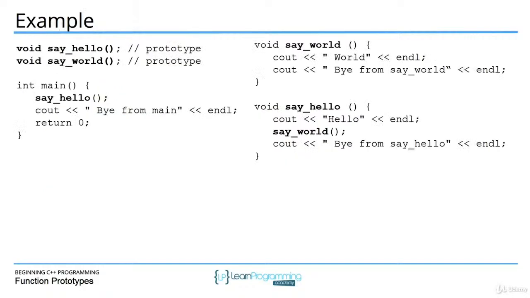In this slide, I'm providing the same code that you saw in the previous video. However, in this example, I'm providing function prototypes for the sayHello and sayWorld functions at the top of the file. Now the compiler knows about these functions, and I can call them in any order I wish in my program, and the compiler will make sure that they're called as intended. Let's head over to the IDE and prototype some functions.